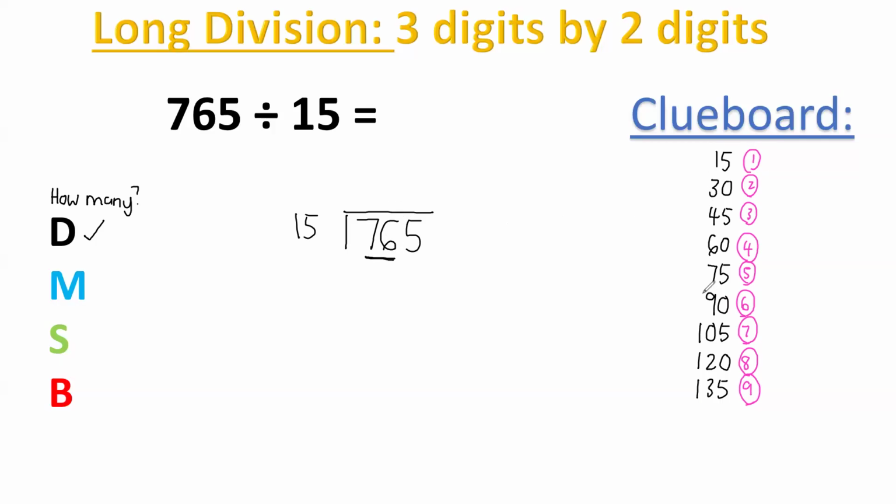And we obviously need to utilize our clue board for this. I cannot go higher than 76. So the current one that I will go on is 5. I can't choose 6 because 6 is 90. So how many times does 15 get into 76? The answer would be 5.